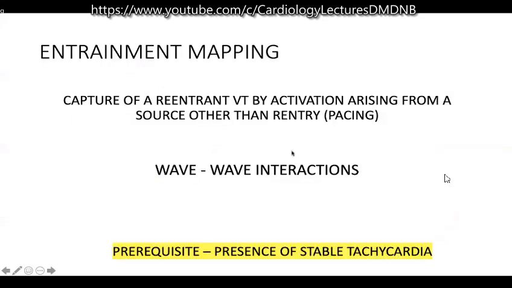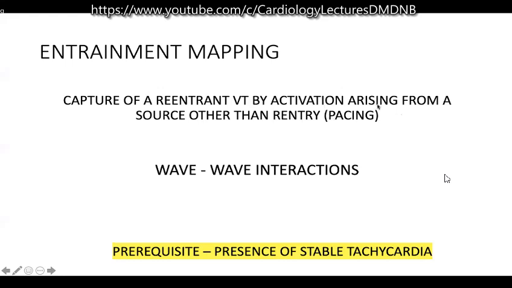Next, and the most important and fascinating concept, is entrainment mapping. For entrainment mapping, the first and foremost prerequisite is you need a stable ventricular tachycardia of a uniform morphology. So what is the meaning of entrainment? It is the capture of the reentrant VT, which is already going on or rounding about in a circuit, from a different site. What is the different site?